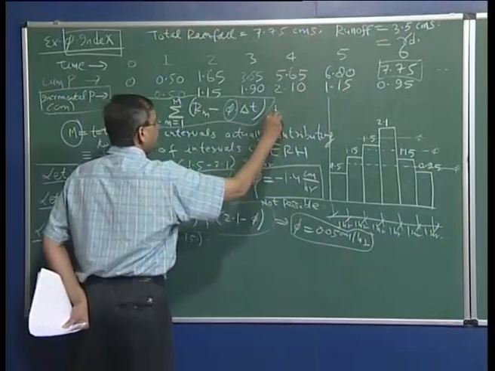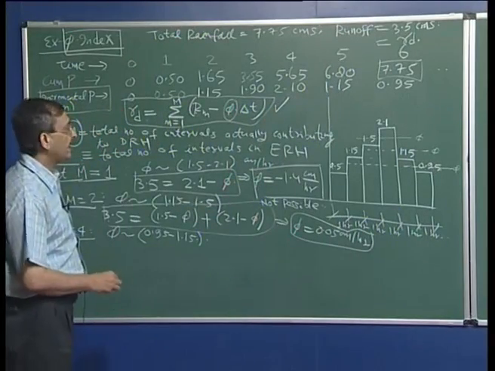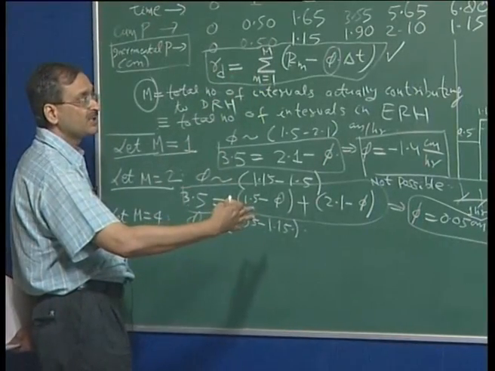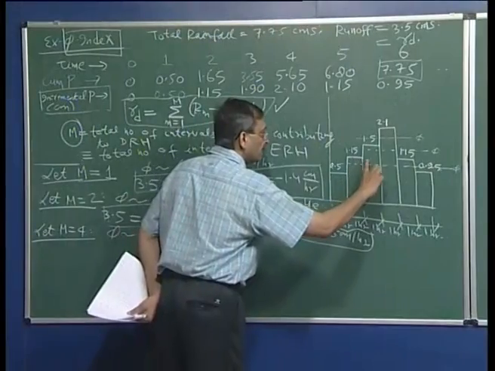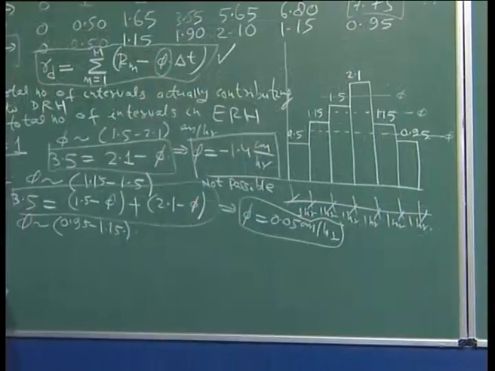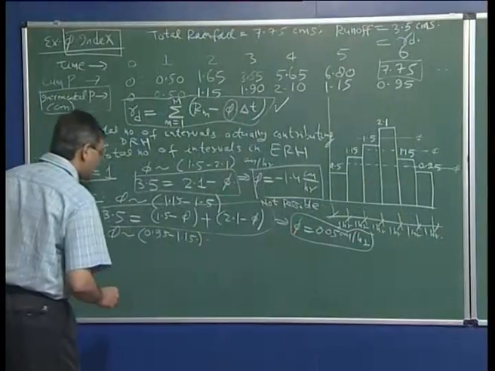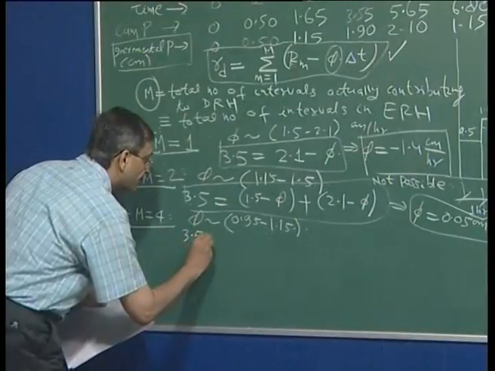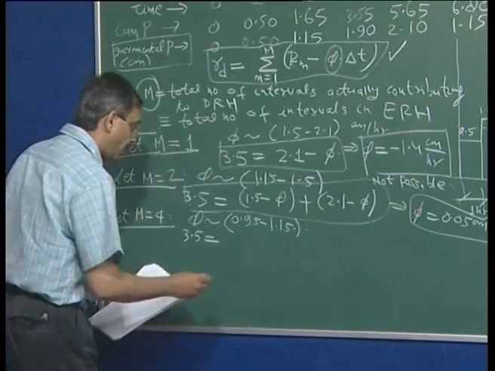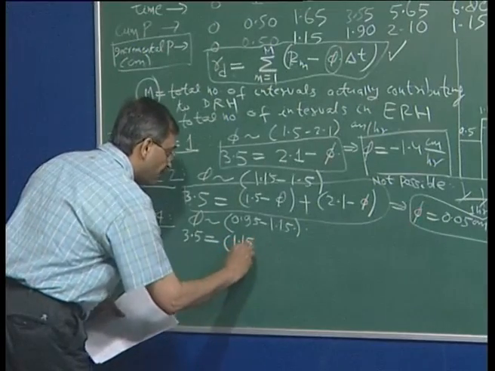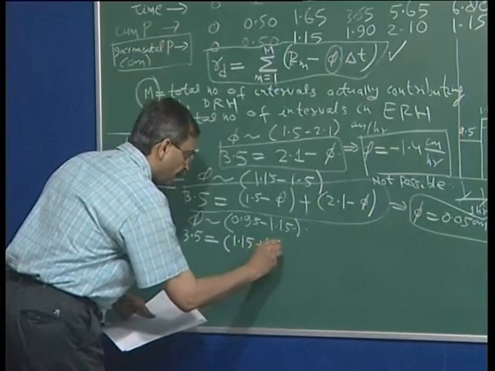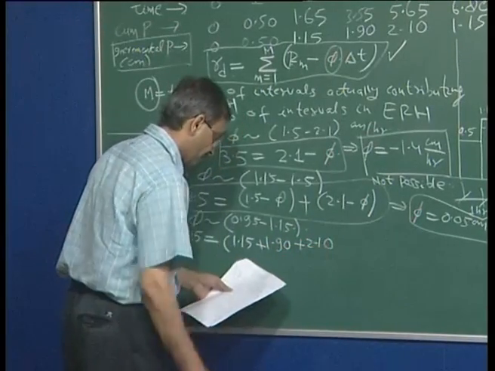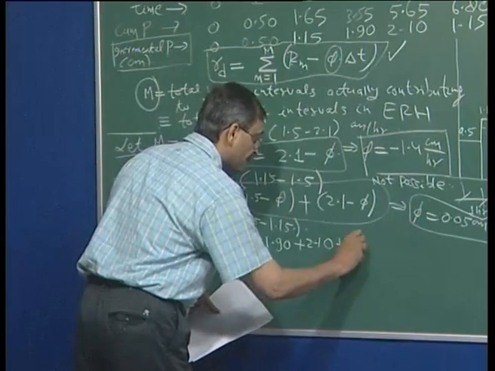Apply the same equation again. How many terms will you have? Summation will run from 1 to 4. So, there will be 4 expressions in this corresponding to these 4 pulses of rainfall. I will do this quickly, and then what you should be able to get is 3.5 is equal to what? 1.15 plus 1.90 plus 2.10 plus 1.15.